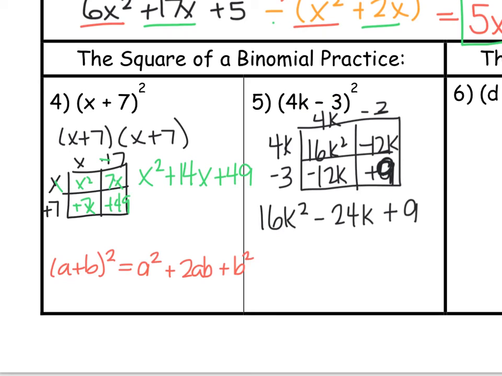We squared the last term. Negative 3 squared is 9. We doubled the term in the middle. 4 times 3 is 12, and we doubled that, and we got 24. And again, I still think that doing it this way is easier.